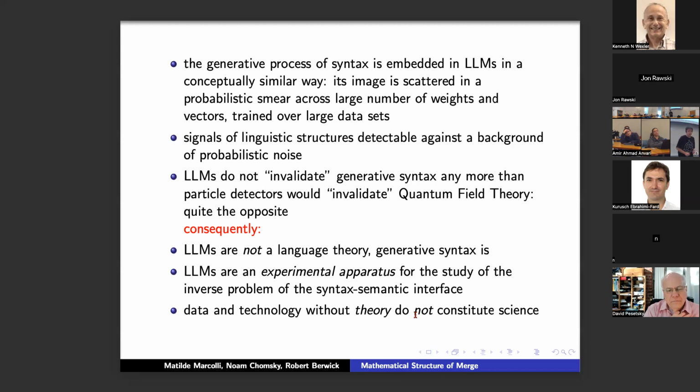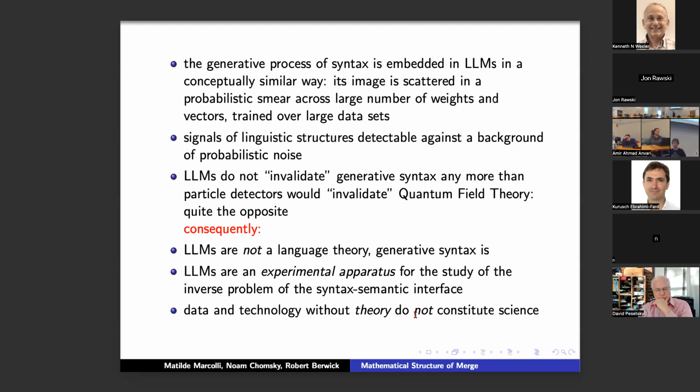So, there are signals of linguistic structures that are detectable against this background of probabilistic noise. And the large language models do not invalidate generative syntax in exactly the same way in which particle accelerators do not invalidate quantum field theory. In fact, they prove quantum field theory.